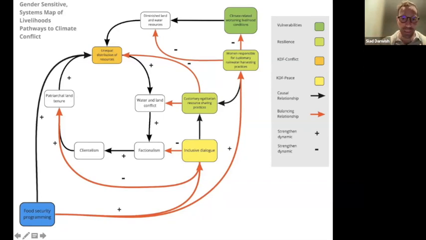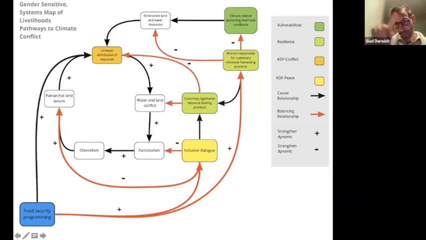If you follow me then down to the right with the plus, that leads to water and land conflict, which leads further down to factionalism, meaning that communities are breaking up into different factions based on water and land conflicts, which is then exploited by leaders to use clientelism, meaning you get access to those resources through a particular leader that uses that to basically make himself stronger, which feeds into patriarchal land tenure, meaning women in this context have less access and control to land and water resources. It's often similar access, but certainly less control.